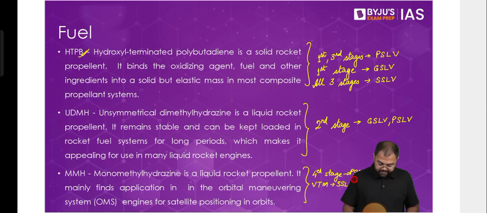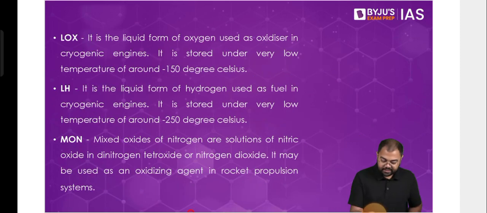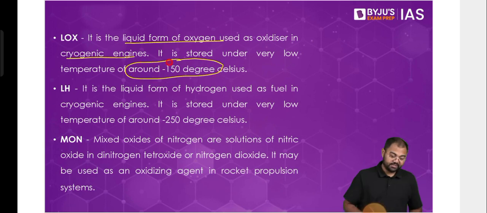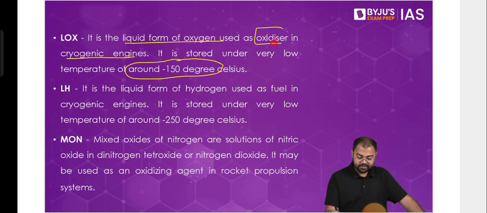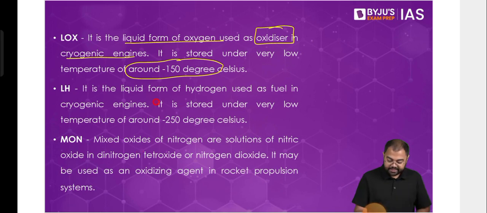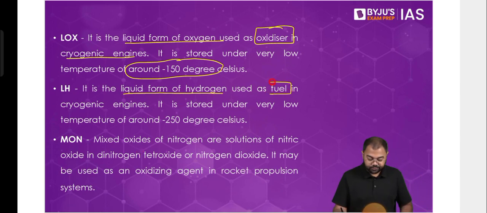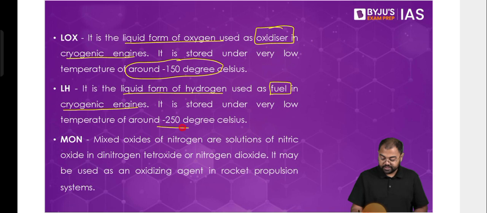Then we have LOX and LH. LOX is the liquid form of oxygen that works in the cryogenic engine at around minus 150 degrees Celsius. That's the temperature. Liquid oxygen is the oxidizer being used in the cryogenic engine. And then LH is the liquid form of hydrogen used as fuel in the cryogenic engines, where a temperature of around minus 250 degrees Celsius is required for liquefying hydrogen.